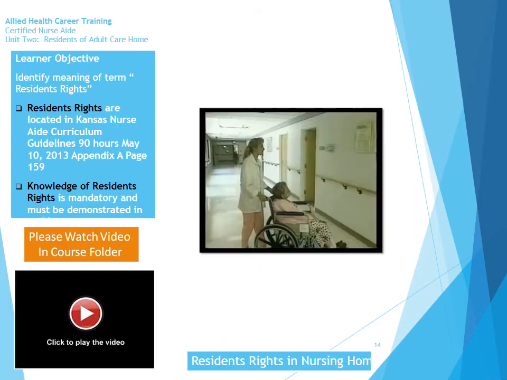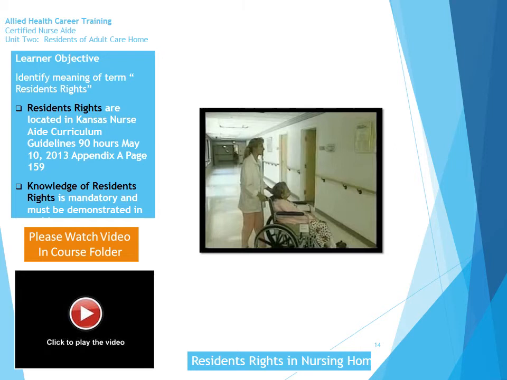On page 159 of your CNA book, it talks about residents' rights. So the resident has a right to a dignified existence, self-determination, and communication with and access to persons and services inside and outside the facility. According to Kansas Administrative Regulations and federal regulations, the home must protect and promote these rights.